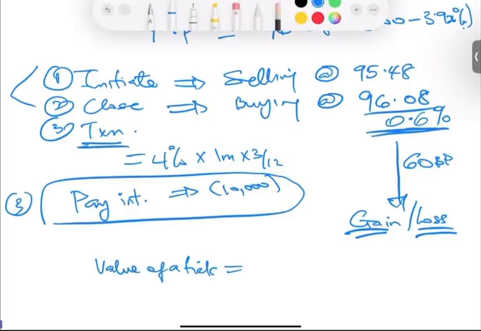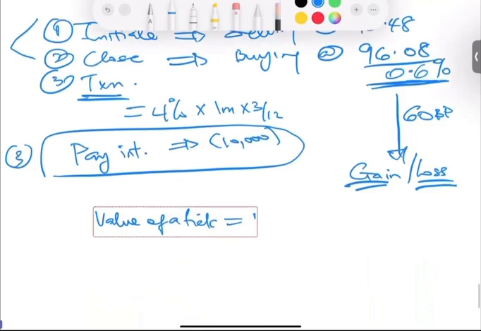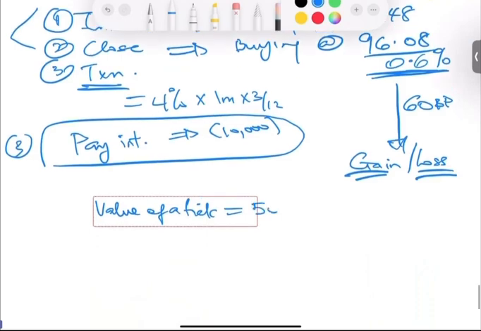So the value of tick straight away is the principal. What is the principal? They gave us the principal of the contract to be 500,000. Is that it? Yeah, 500,000. Multiply by 1 basis point. Always.